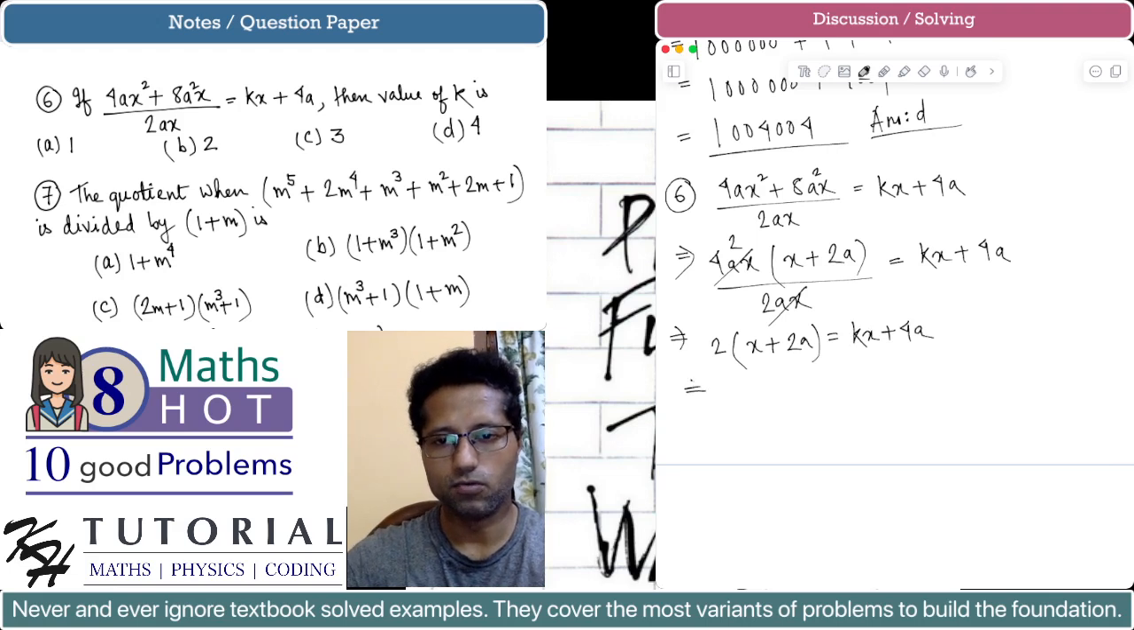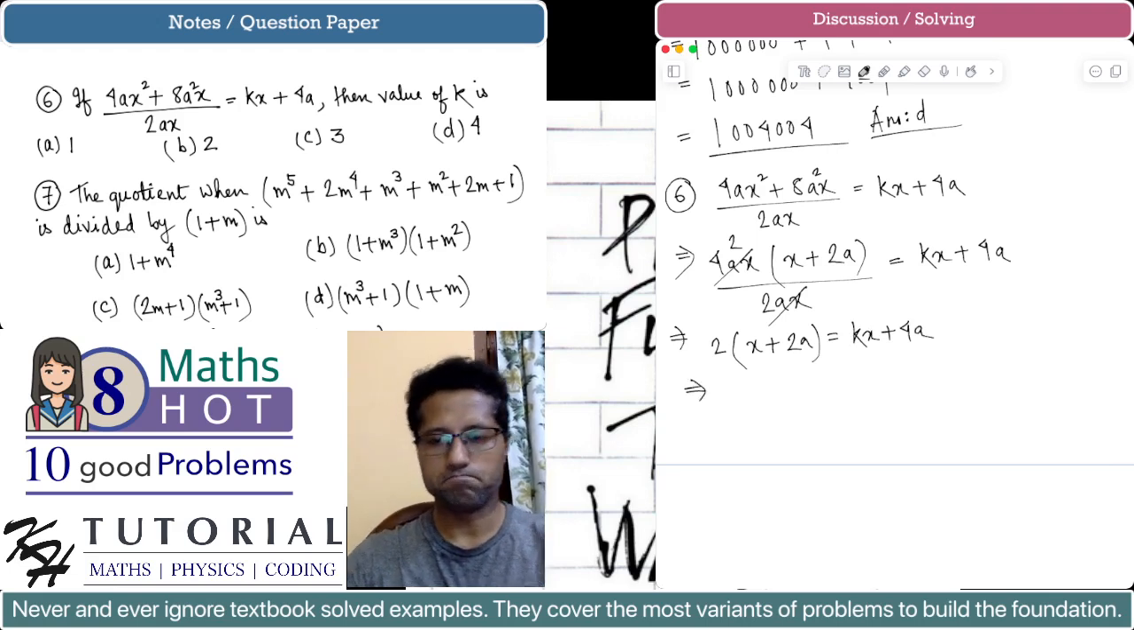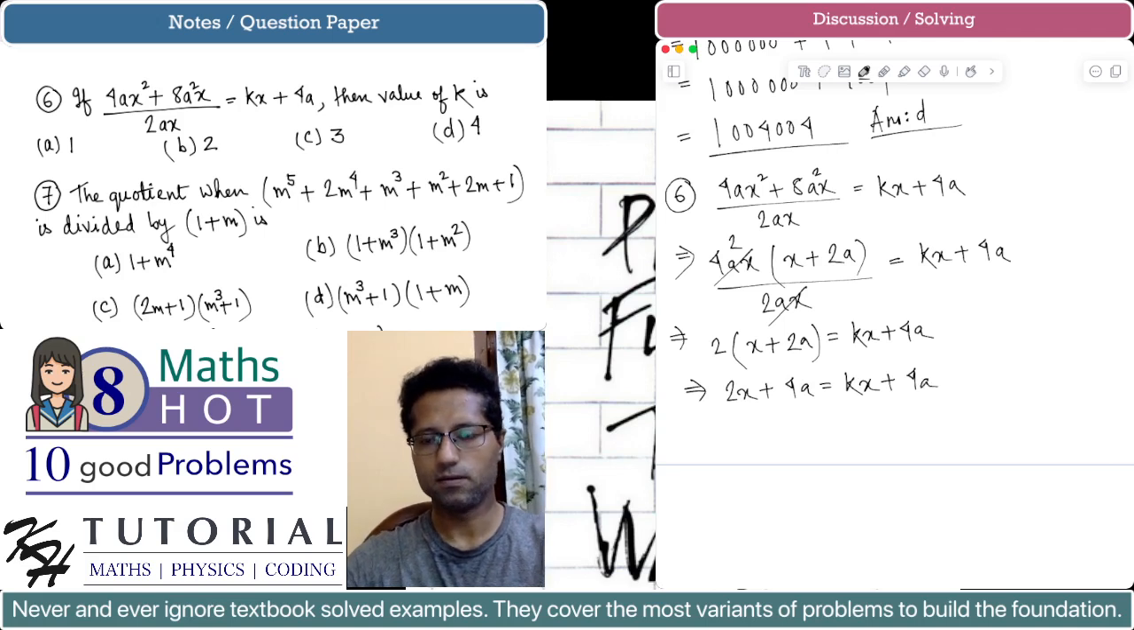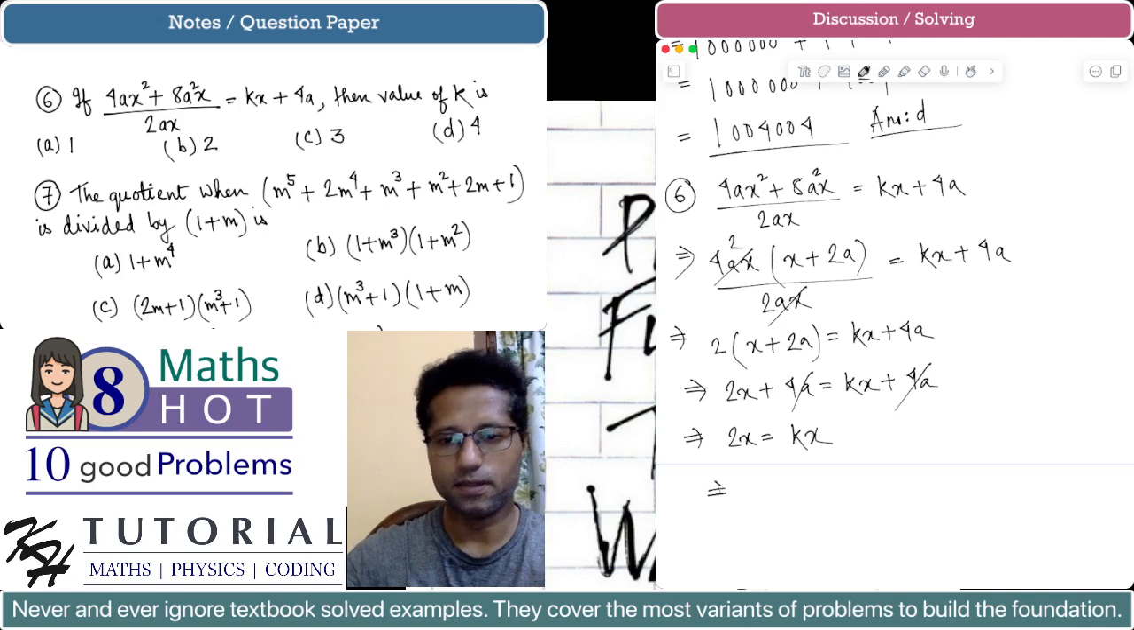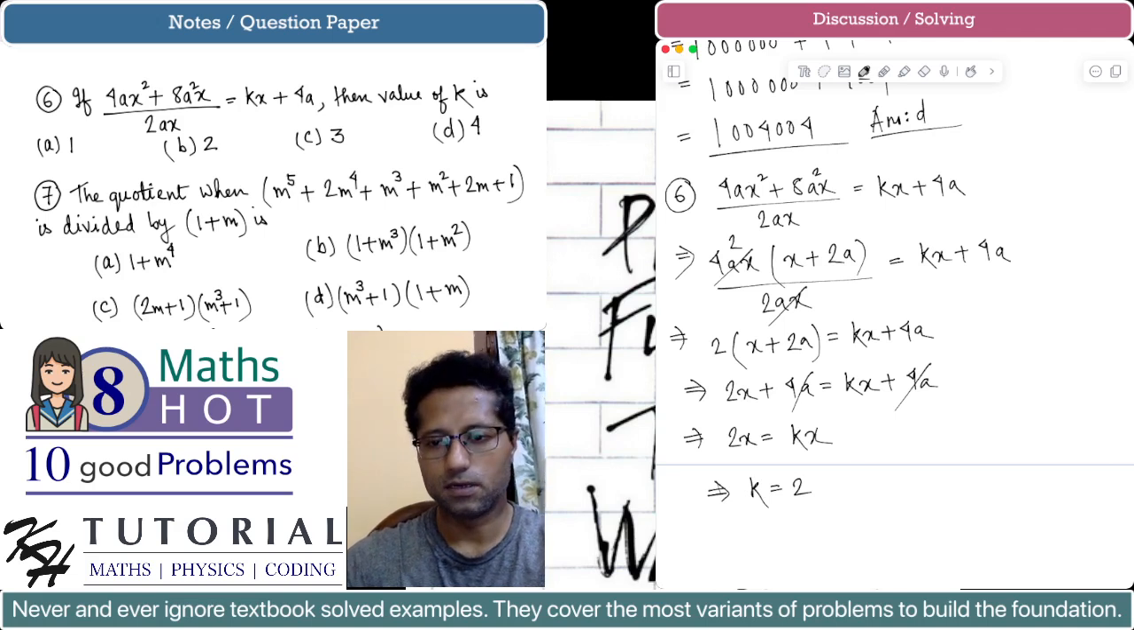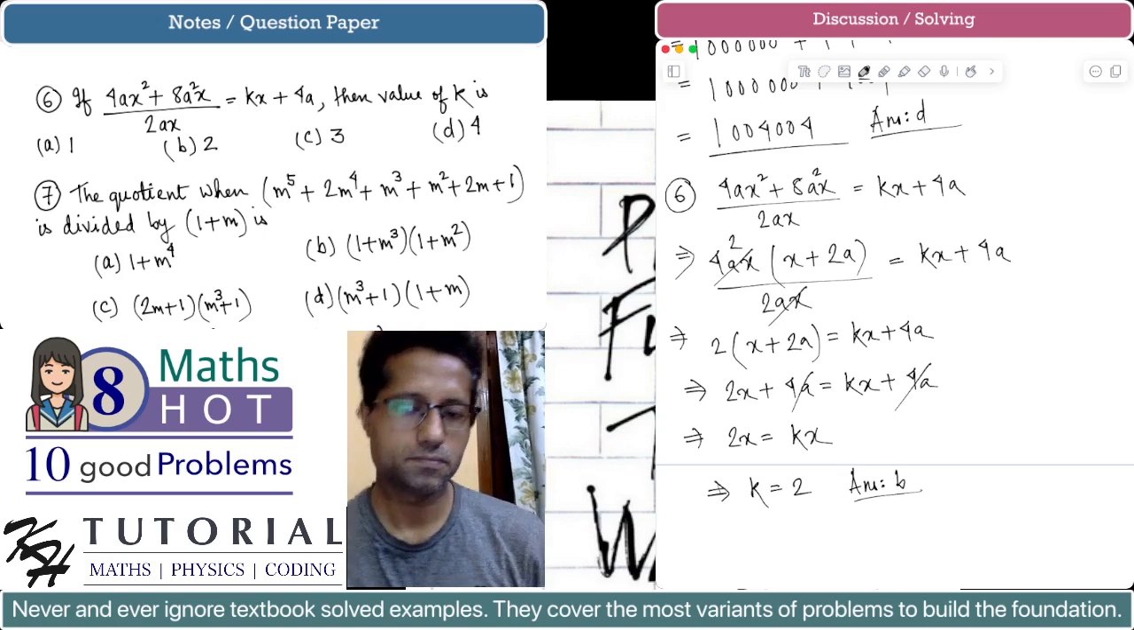This implies, if you do the product of 2 and the binomial x plus 2a, we get 2x plus 4a is equal to kx plus 4a. We can cancel out the term 4a from both sides, and we get 2x equals kx. This implies definitely k has to be equal to 2, and hence the correct choice is B. B is the correct choice.